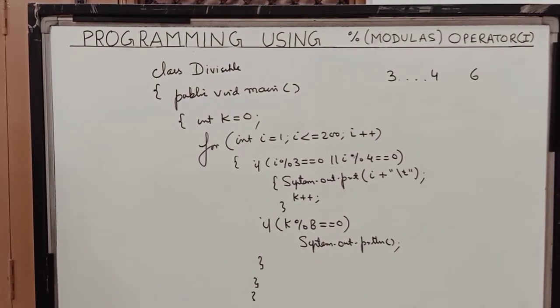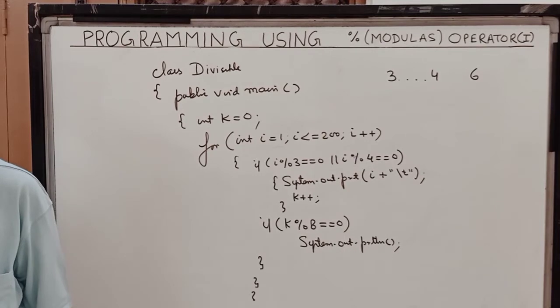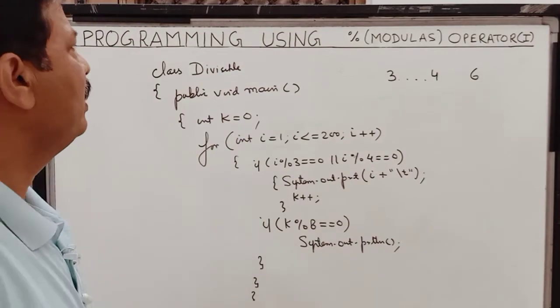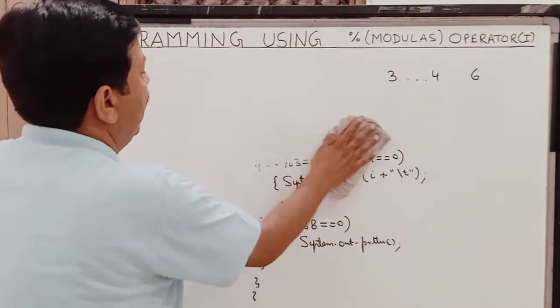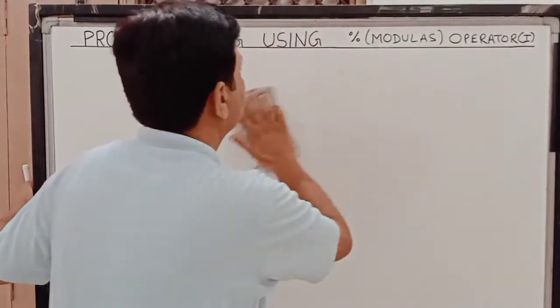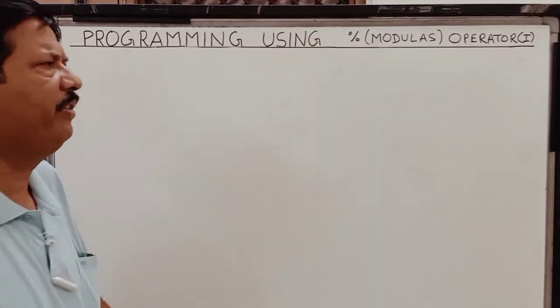Now children, we will come to the next program. Write a program to input an integer number and count all its divisors, or we'll say print all its divisors or factors. Write a program to input an integer number and print all its factors or divisors. Factors and divisors are the same thing.